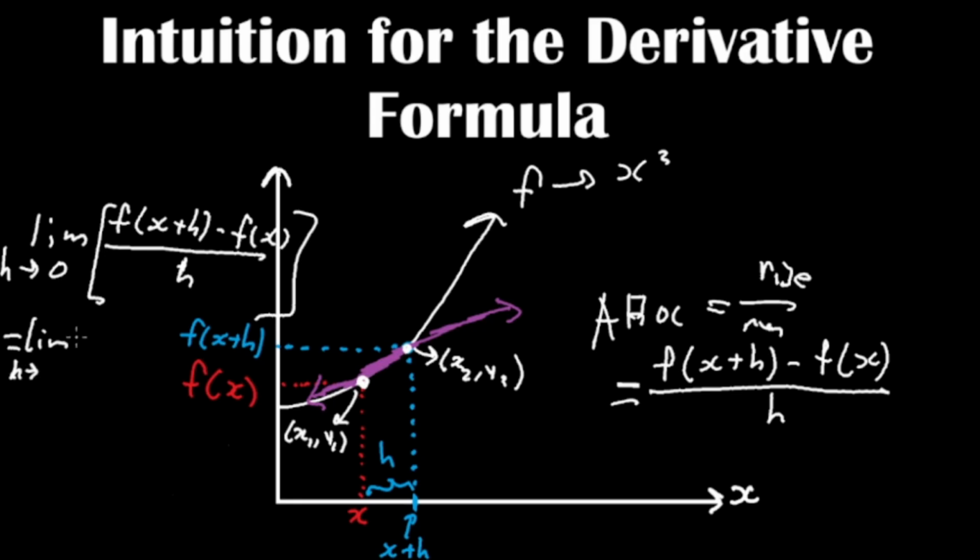So limit as h goes to 0 of, let's say x squared plus 1. So f of x plus h: (x plus h) squared plus 1, minus (x squared plus 1), all over h. So this is the limit as h goes to 0. You can evaluate that using some limit techniques.